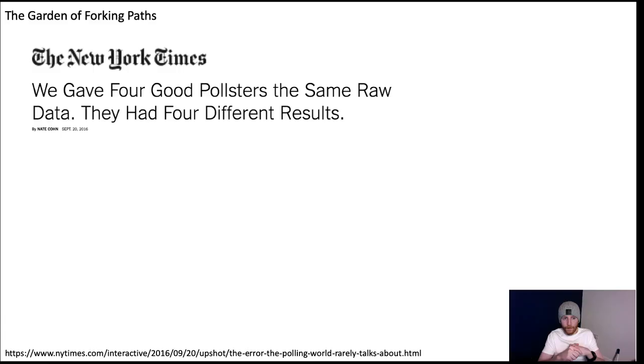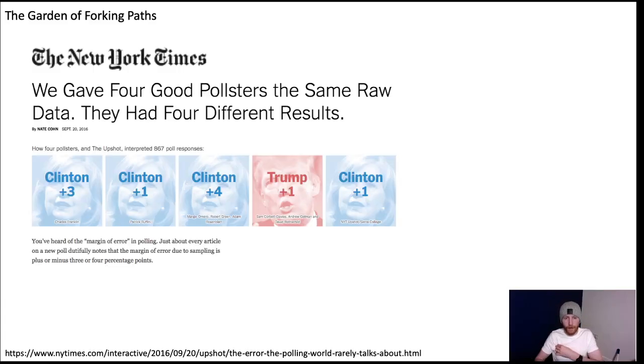Now, this idea of the garden of forking paths is actually quite natural. Back in the last American election, when Donald Trump was running against Hillary, the New York Times posted this article, which said, "We gave 4 good pollsters the same raw data. They had 4 different results." And from this title, maybe you think, well, these statisticians don't know anything. Actually, it's a natural consequence of having the garden of forking paths.